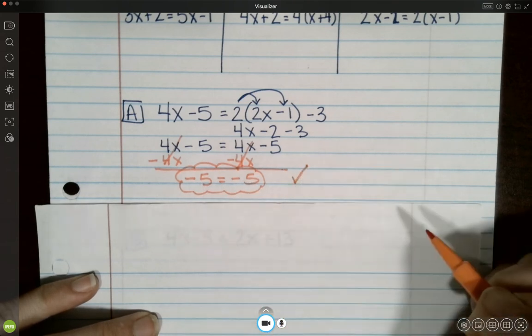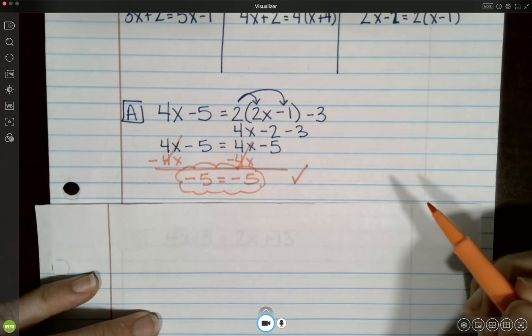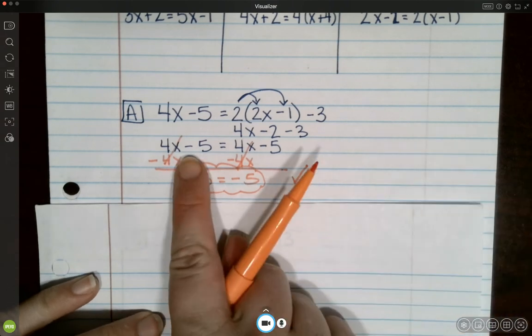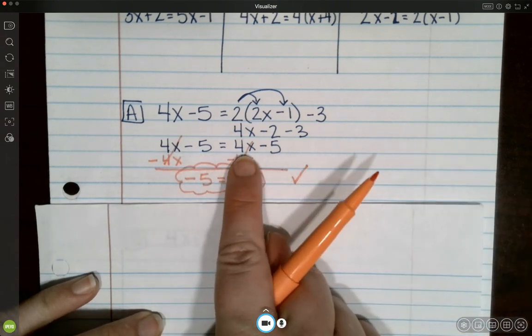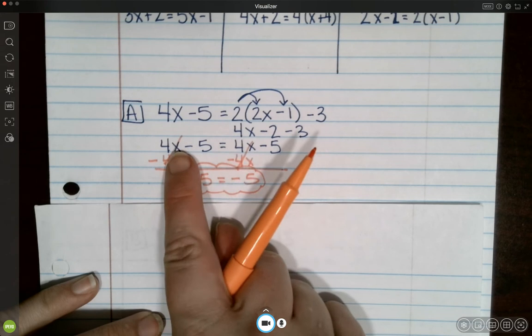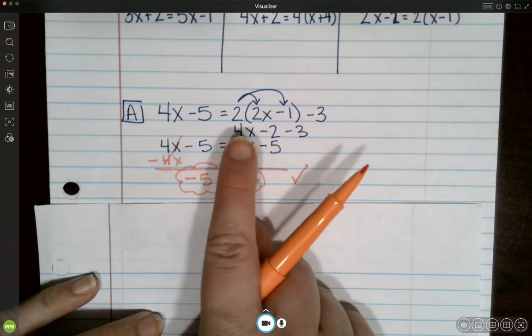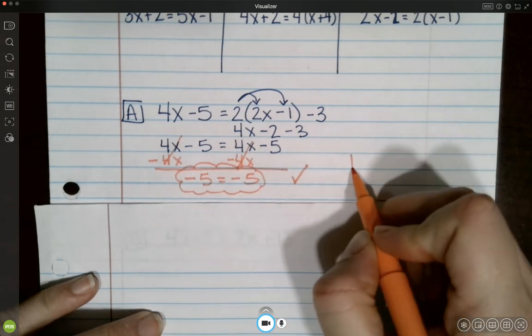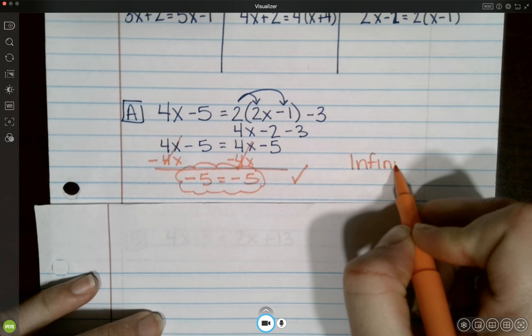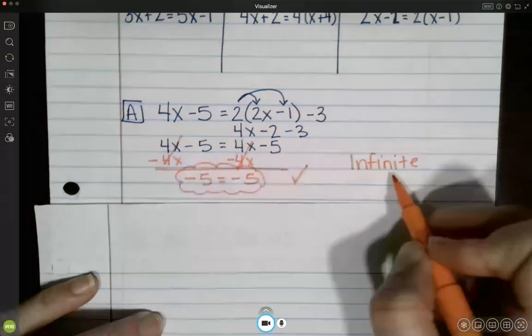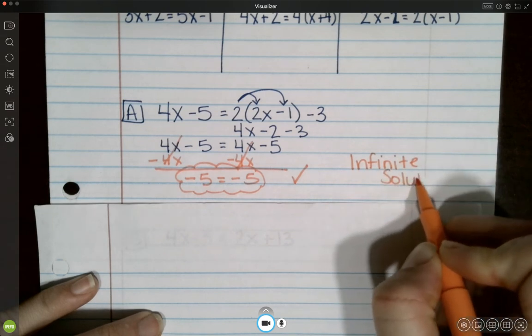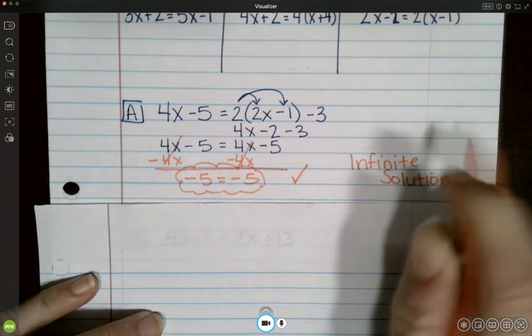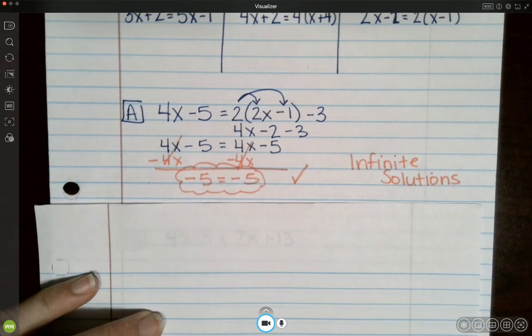Yes, it does. Because these two sides are equal, and you can even see that here, 4x minus 5 equals 4x minus 5. They're the same exact equation, same exact line. Therefore, we would have infinite solutions. Any number that I plug in is going to work.